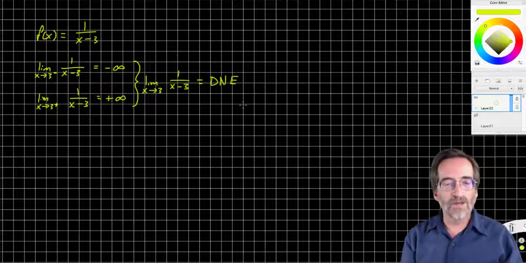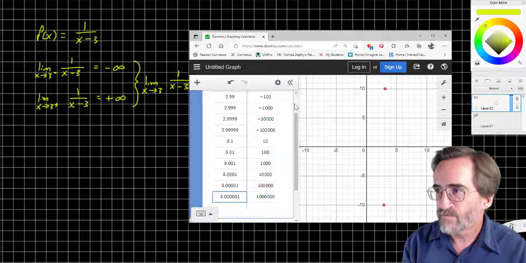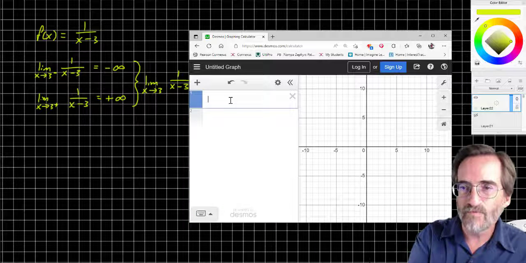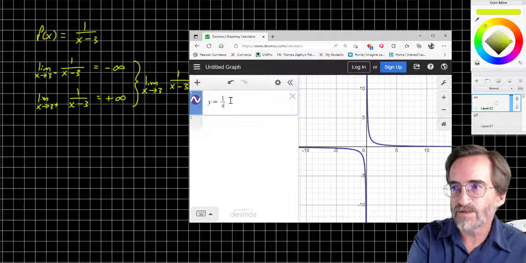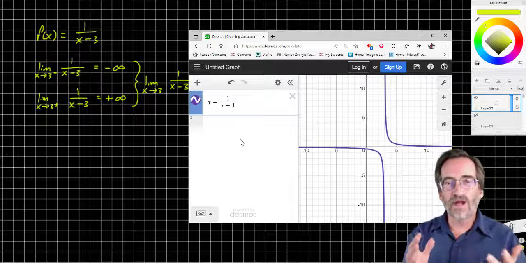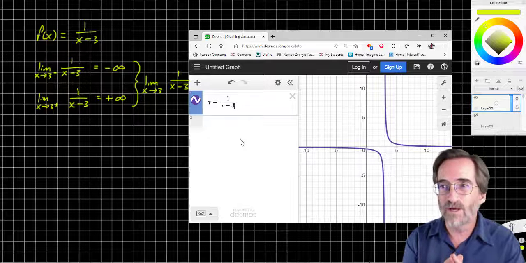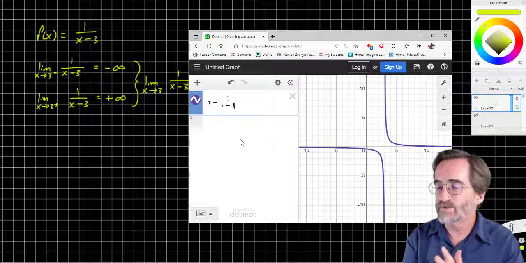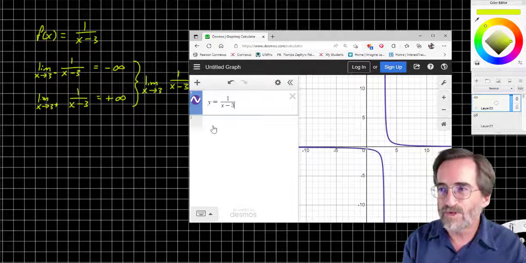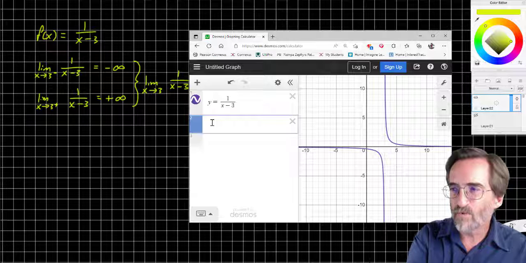Now let's examine it graphically and see if we can figure out what's going on here. Let's get rid of that, and then we're going to graph y equals 1 over x minus 3. You can see there is this vertical asymptote going on. It's called an asymptote, A-S-Y-M-P-T-O-T-E. It's a line that nobody wants to cross, neither from the left nor the right. We keep approaching it, but we never get there.